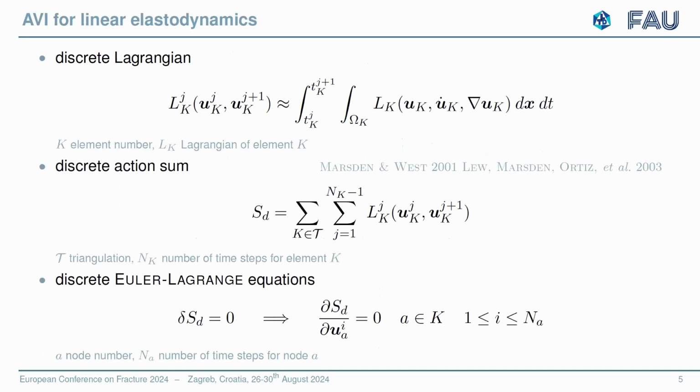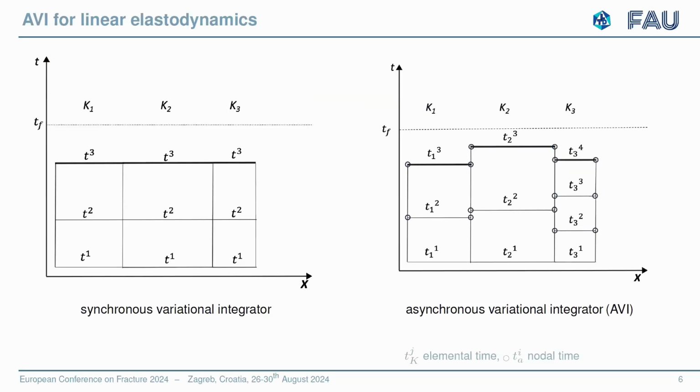In the discrete setting, we define the discrete Lagrangian as the space-time integral of the Lagrangian on one element. We define the discrete action sum as the sum of the discrete Lagrangian on all the elements and on all the time steps. Then we use the discrete version of Hamilton's principle to get the discrete Euler-Lagrange equations. We take the variation of the discrete action equated to 0. Now, the discrete Euler-Lagrange equation can be solved in two ways. Either it can be solved synchronously or asynchronously.